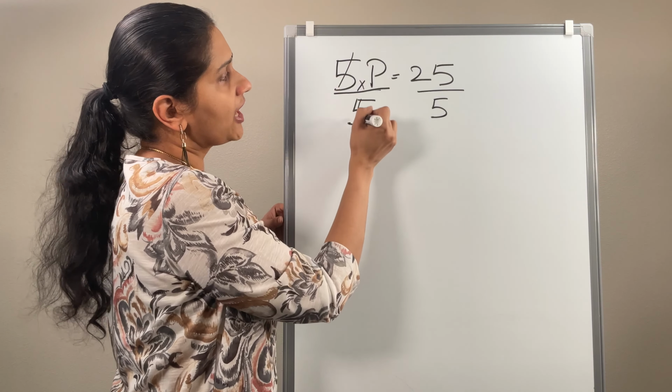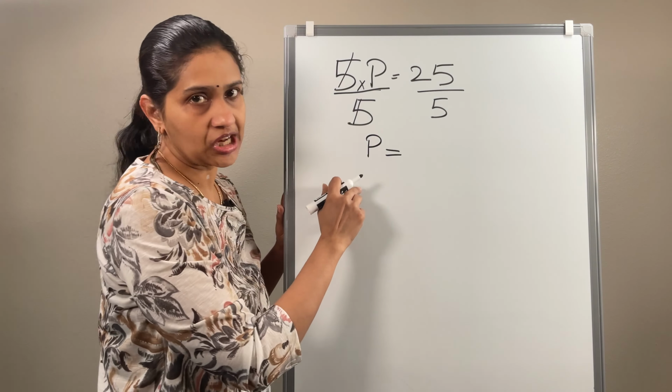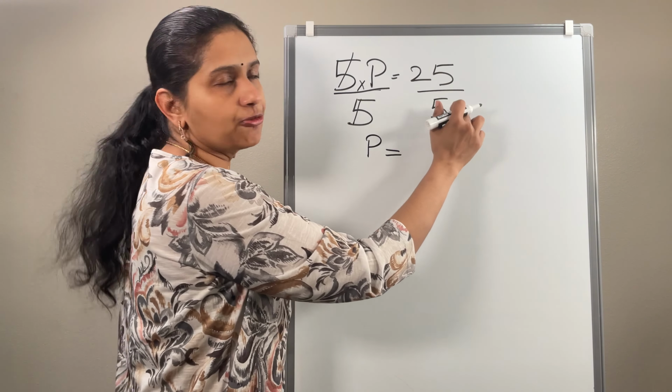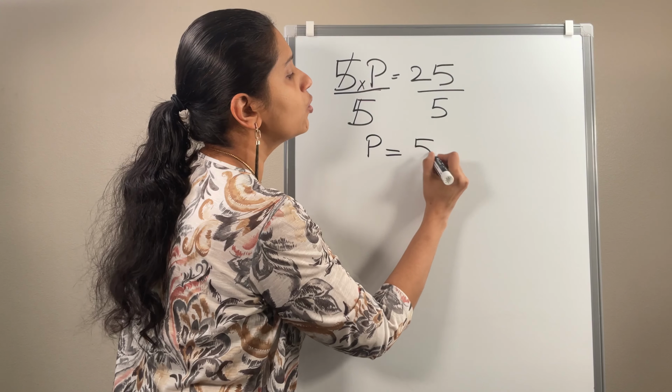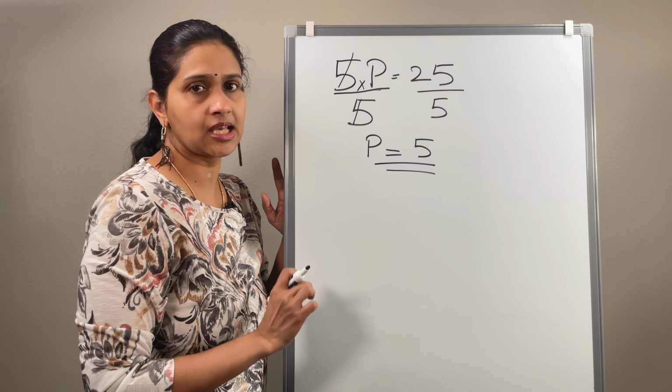On this side, the 5 will get cancelled out and the variable p will get isolated. So, what is 25 divided by 5? It is going to be equal to 5. So, p = 5 is the solution for this equation.